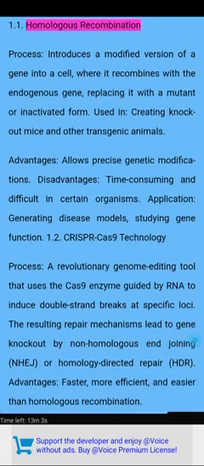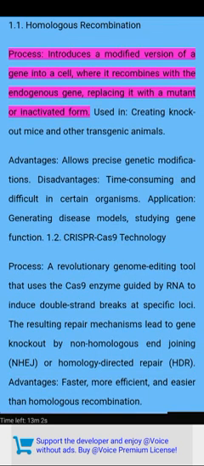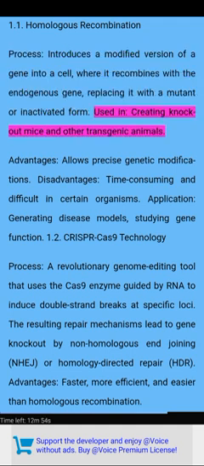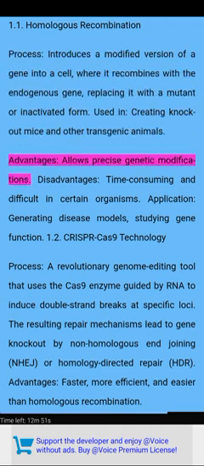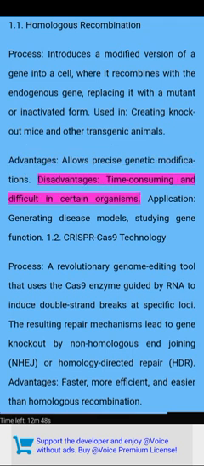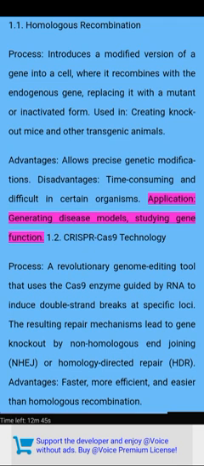1.1. Homologous recombination. Process: introduces a modified version of a gene into a cell, where it recombines with the endogenous gene, replacing it with a mutant or inactivated form. Used in creating knockout mice and other transgenic animals. Advantages: allows precise genetic modifications. Disadvantages: time-consuming and difficult in certain organisms. Application: generating disease models, studying gene function.